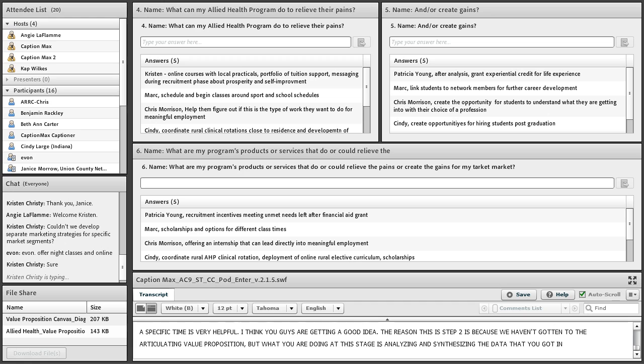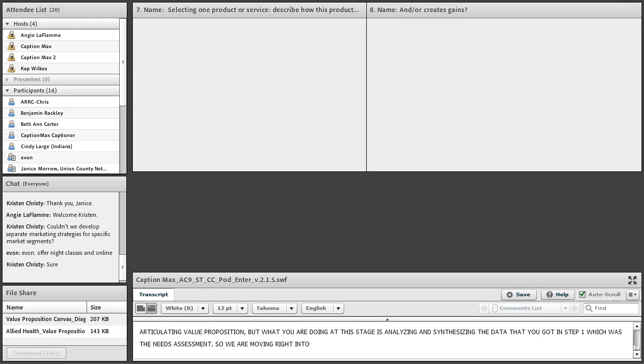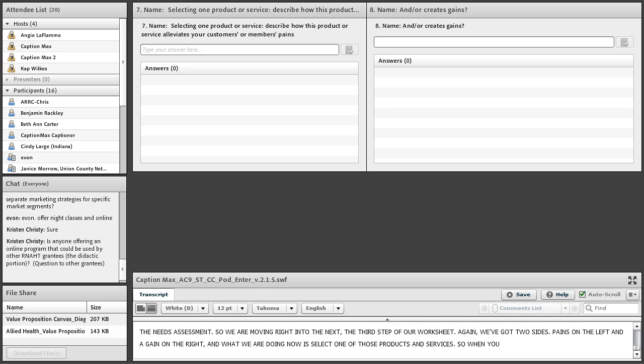So the reason this is step 2 is because we really haven't yet gotten to articulating the value proposition, but what you're doing at this stage is analyzing and synthesizing the data that you got at step 1, which was the needs assessment. So we're moving right into the very next, the third step of our worksheet. And again, we've got two sides, a pains on the left and a gains on the right.